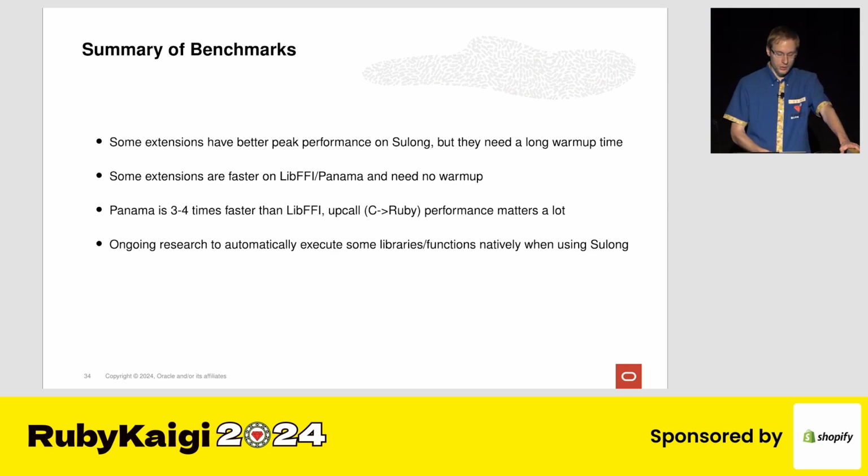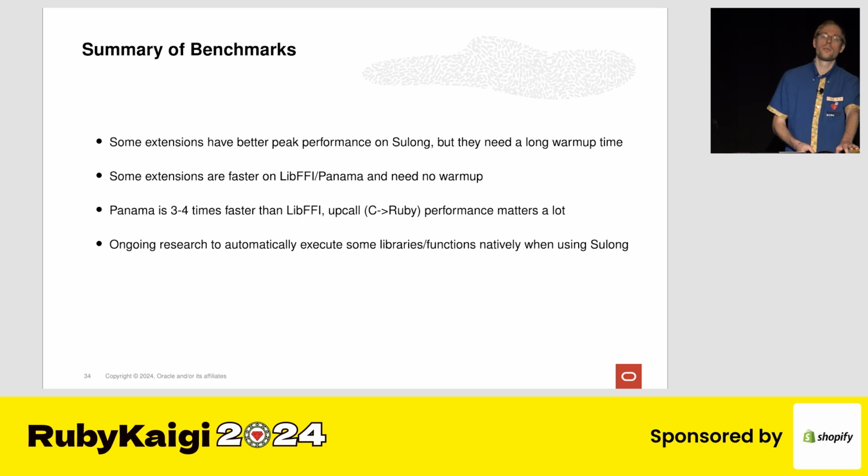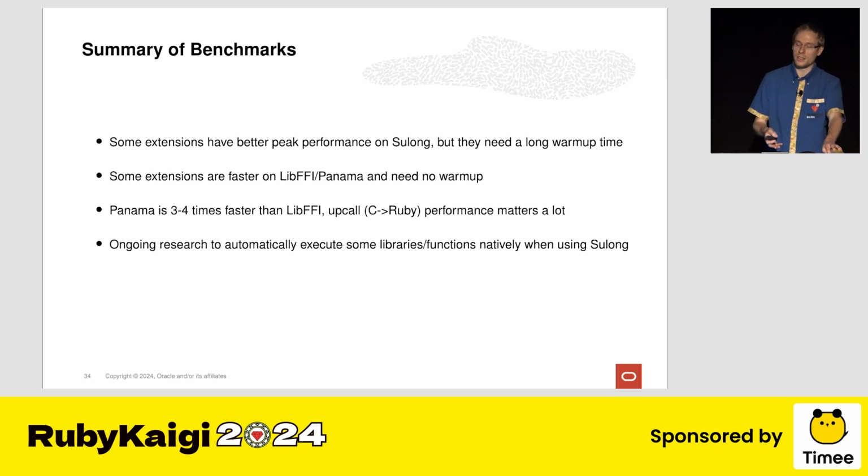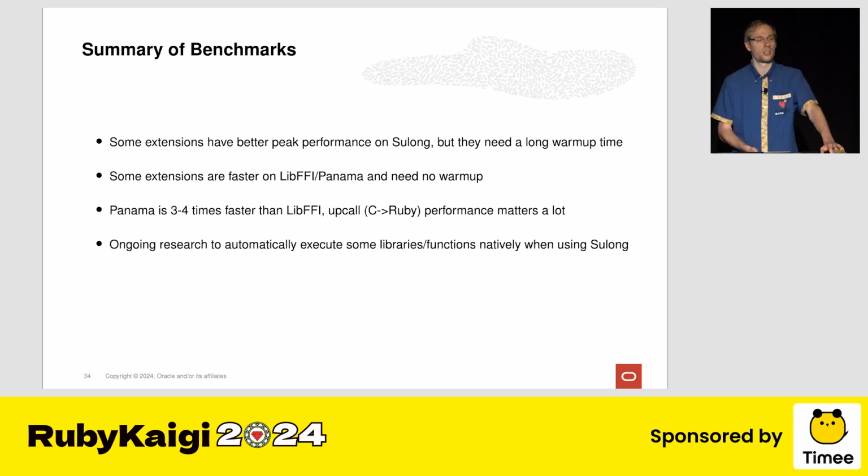And one more thing: there is ongoing research to do a bit of both automatically. There are some functions that would probably be worth running on Sulong to avoid extra handles or to do extra inlining, but not all of it. If you run everything on Sulong, then it's not good either, right? So there's a boundary to find, which is not that trivial, but it may be something that can be semi-automatically guessed.